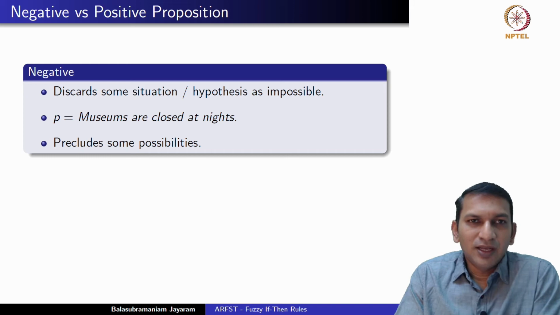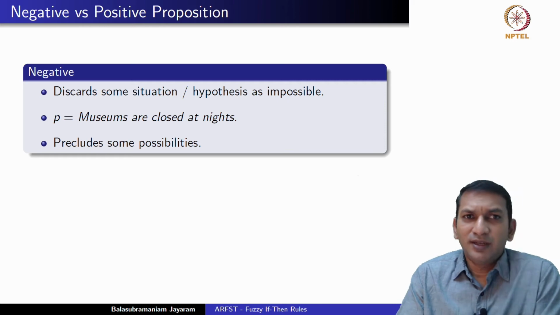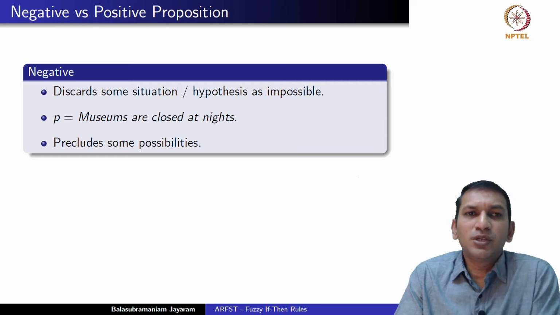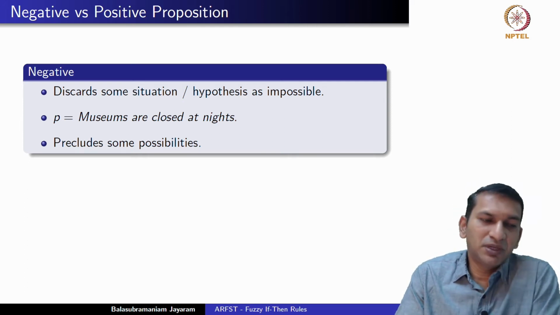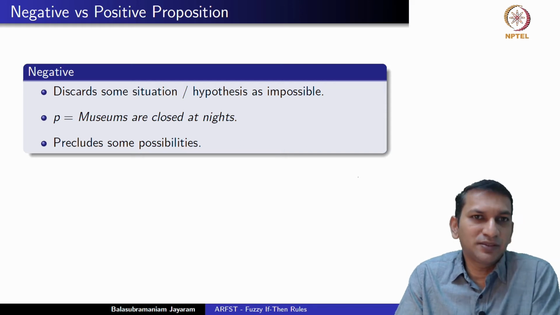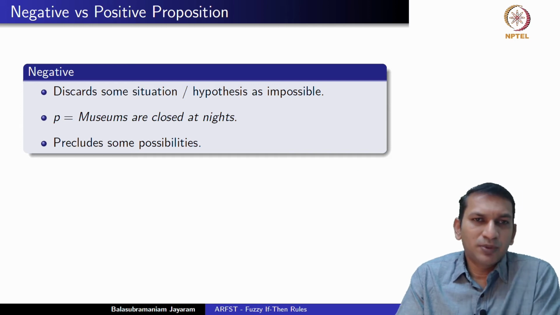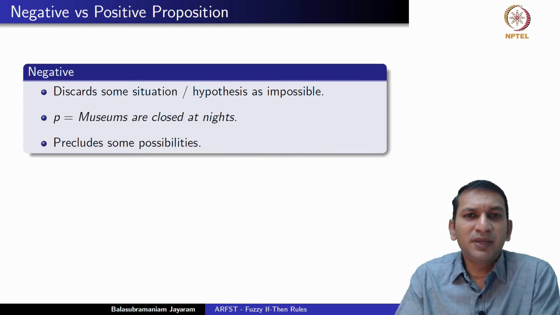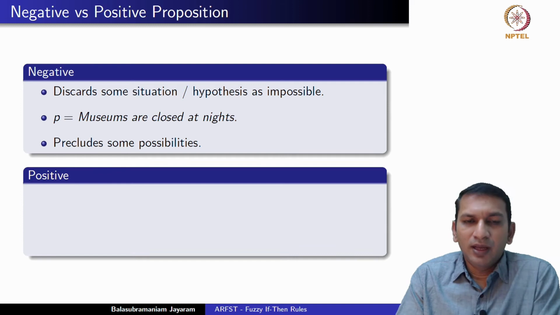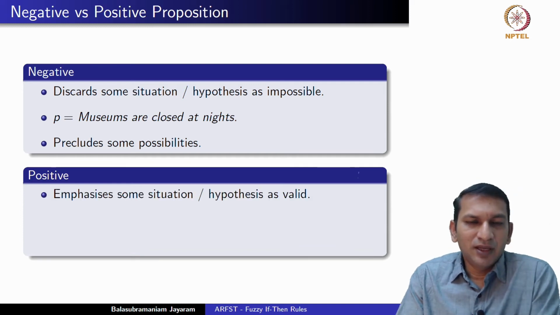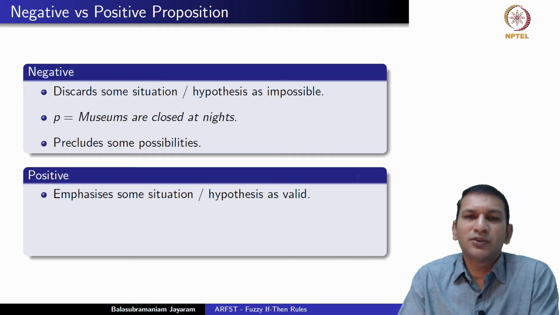But note that this proposition P, museums are closed at nights, does not say anything about museums during the day. It doesn't mean museums are open throughout the day. They can also be closed, perhaps especially during lunch hours or on some special days. So negative information precludes some possibilities, but when the condition is not valid, it doesn't mean that it is automatically true. In the case of positive pieces of information, that information emphasizes some situation or hypothesis that is valid.